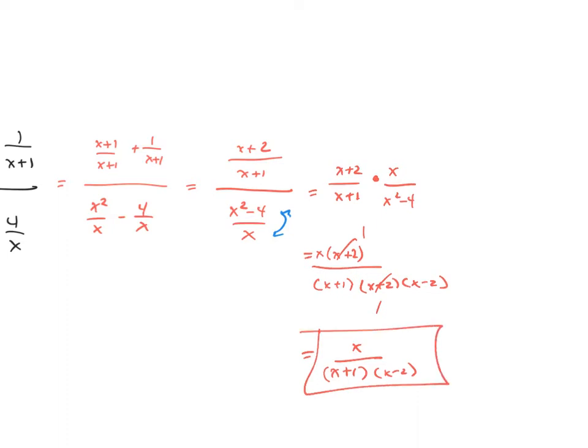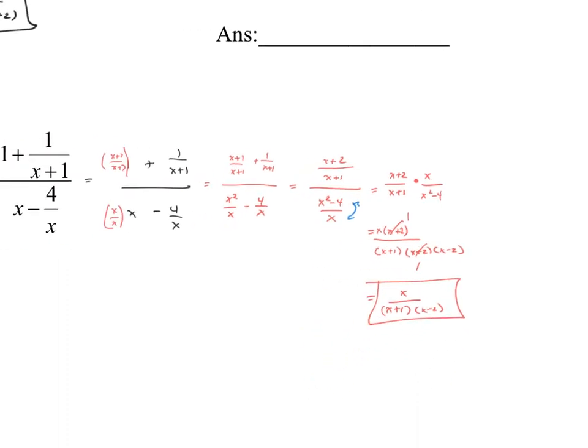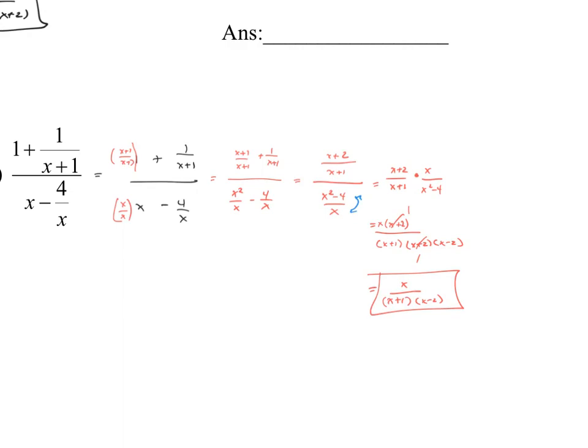There's a lot of work on that problem, a lot of places that you could go wrong, but that's how you would do that one. I'm not going to lie, a lot of students would stop this problem at this point right here where they had x plus 2 over x plus 1 times x over x squared minus 4. They wouldn't have tried to factor that x squared minus 4 and continued the problem all the way.